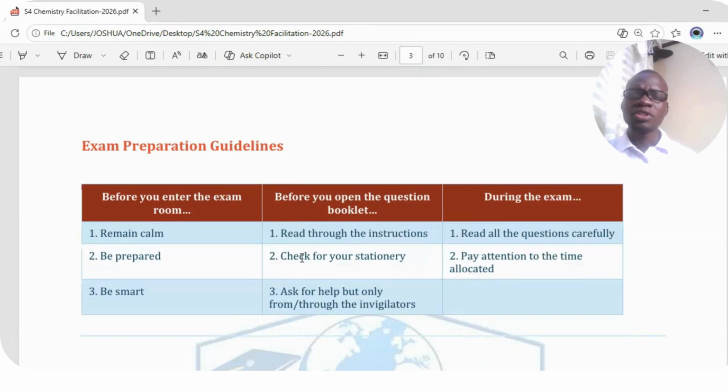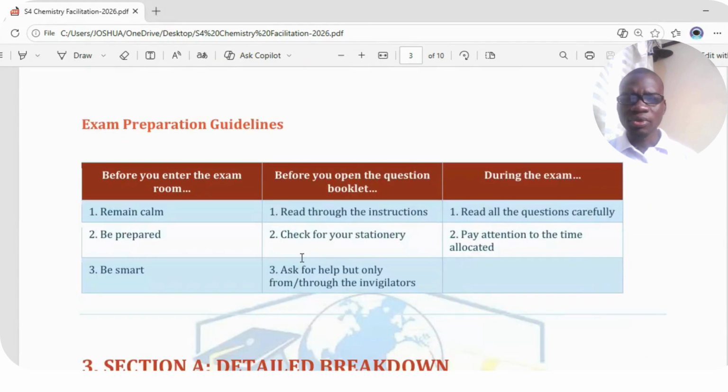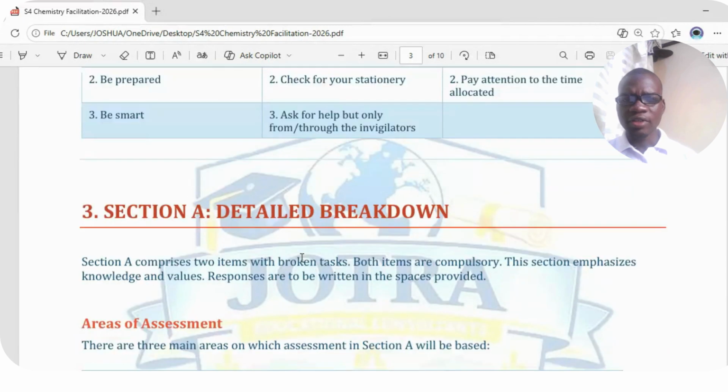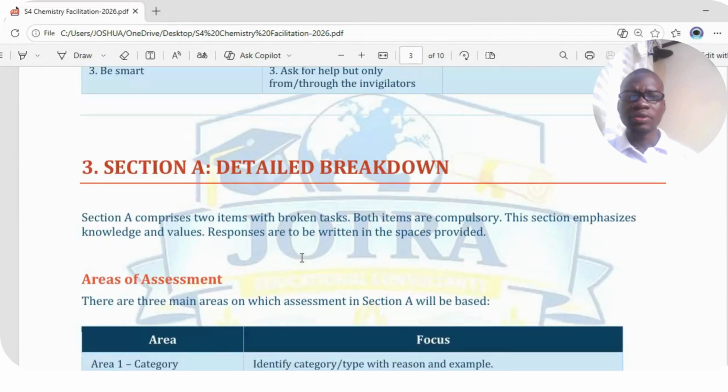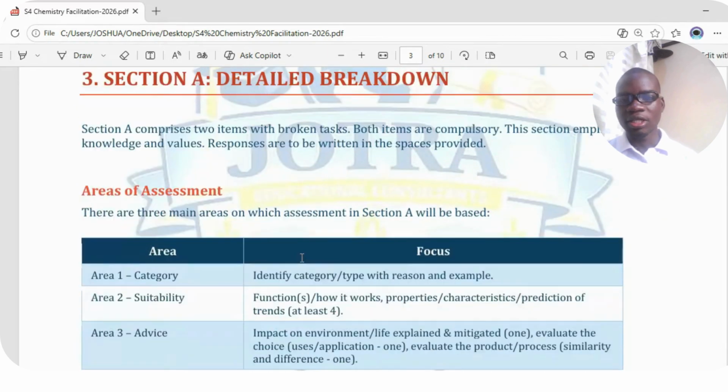So I want us to first of all go very fast to section A, and then we take through the detailed breakdown. Section A comprises of 2 items with broken tasks. Both items are compulsory, that one you are aware of it. This section emphasizes knowledge and values. Responses are to be written in the spaces provided. That one you will actually be able to see in the exam.